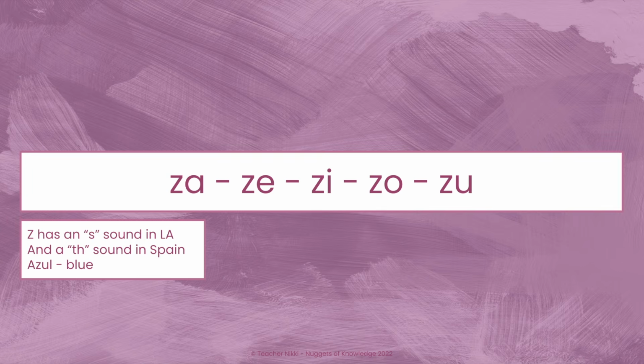Okay, zeta has like an s sound in Latin America, and it could have a th sound in Spain, like azul. Okay, sa, se, si, so, su.